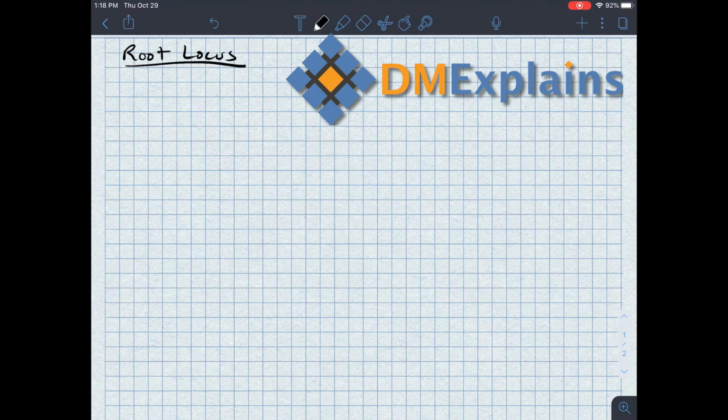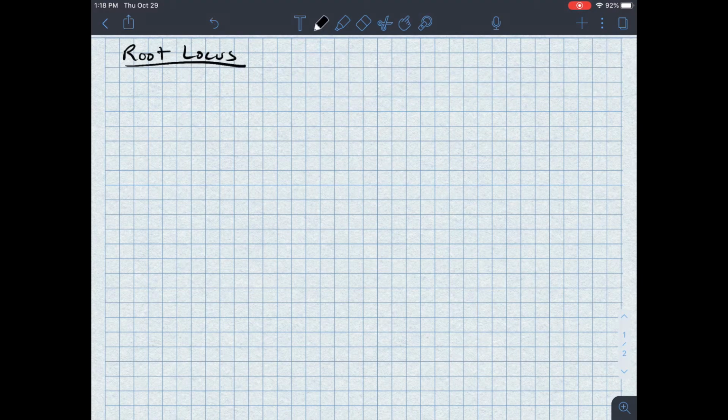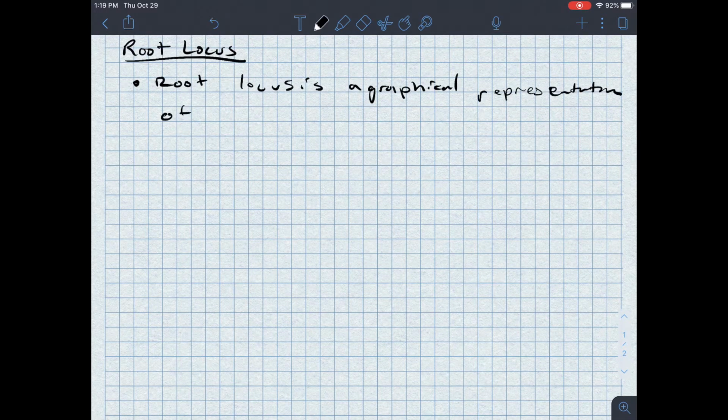In this video, I'm going to be talking about the basics of creating a root locus plot. So what is root locus? Root locus is a graphical representation of closed loop pole locations as a system parameter is varied.